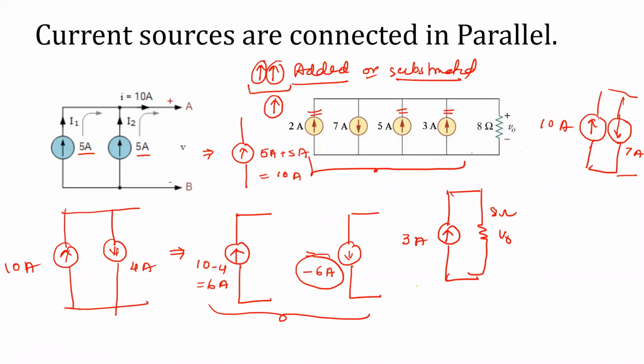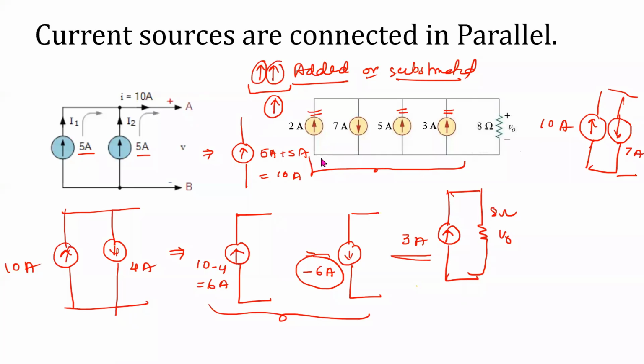All right. So all four sources can be converted into a single one. Hopefully you have understood how. If current sources are connected in parallel, they should be either added or subtracted. Addition should be followed if the directions are same. Subtraction should be followed if the directions are opposite. And finally, the converted current source will have the direction according to the highest current source direction. Good.